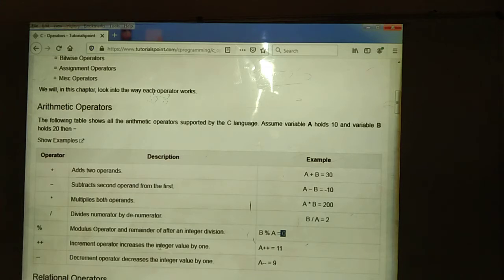Next, we have plus plus. The increment operator increases the integer value by 1. Here A plus plus and B plus plus are going to be used.